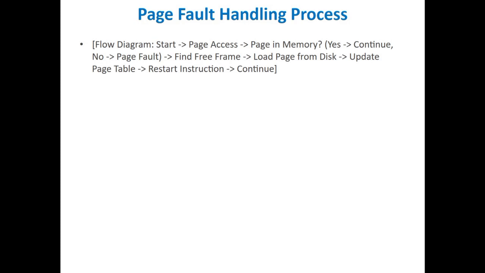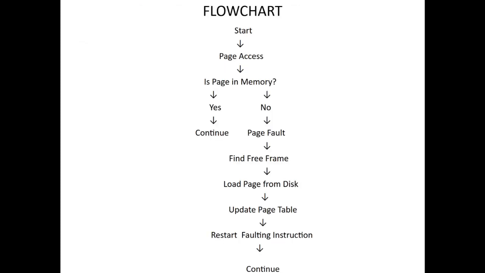Now we will discuss a flowchart of how the page fault handling process works. Firstly, it will start with page access. If the page is available in memory, then it will continue. If it is not available, it will be a page fault. Then it will find a free frame. Now load the page from disk and update the page table. It will restart the faulting instruction and then continue.